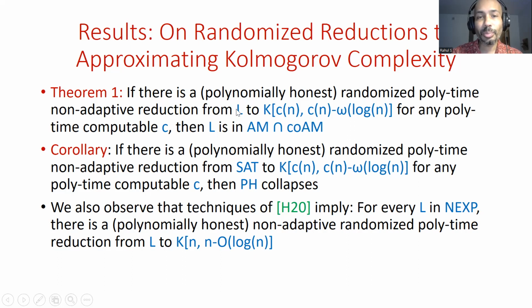Well, suppose we want NP-hardness of this promise problem, then let's say L is SAT. That would imply that SAT is in AM and co-AM, but SAT in AM and co-AM is known to imply the polynomial hierarchy collapses, which is something we don't believe. So what that means is it's unlikely that there exists a polynomially honest randomized polytime non-adaptive reduction from SAT to K of n minus omega log n, for example.